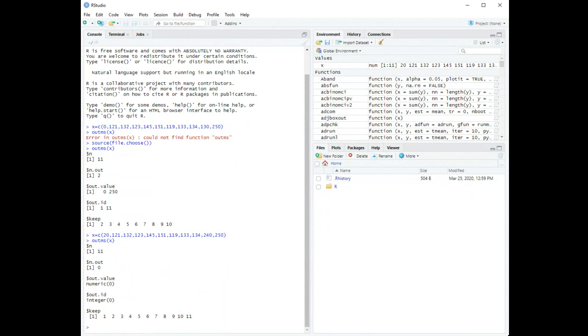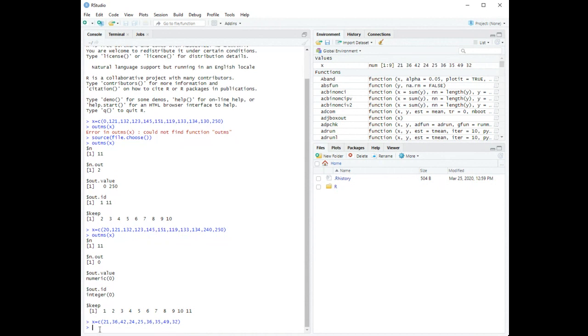Okay, so number 28: for the observations below, verify that the sample mean, 20% trimmed mean, and median are 33.33, 32.85, and 35 in the following. So we're just going to verify that those are the numbers that we get. First we're going to combine all of these values: 21, 36, 42, 24, 25, 36, 35, 49, and 32. Enter. Now it's asking to verify the sample mean, so we're just going to do mean(x).